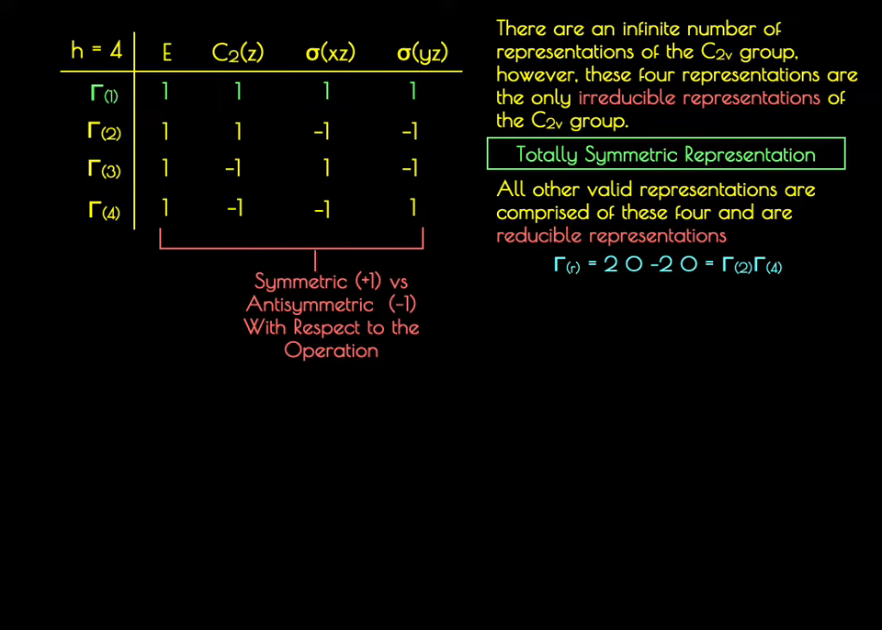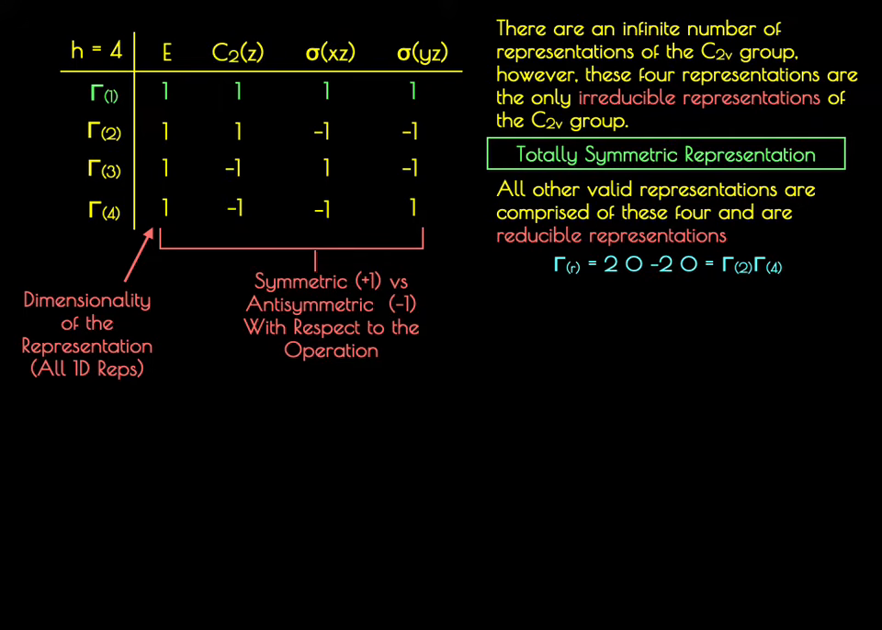The totally symmetric representation has a character equal to 1 for every single operation, and every single point group has a totally symmetric representation. If we look at the column corresponding to the identity element, we see that in every case it is equal to 1. Every valid representation of the group will have a positive value associated with the identity, with the number indicating the dimensionality of that representation.